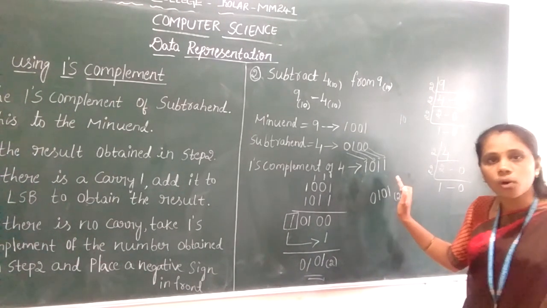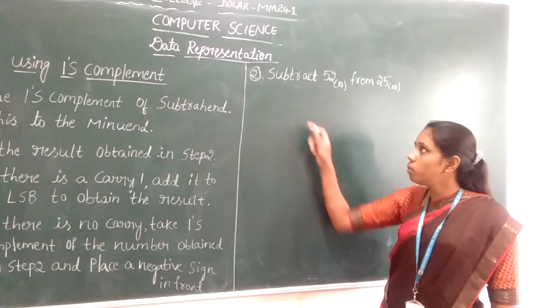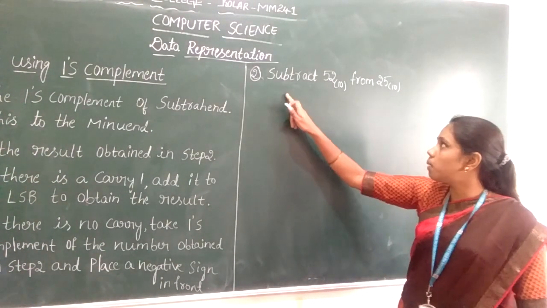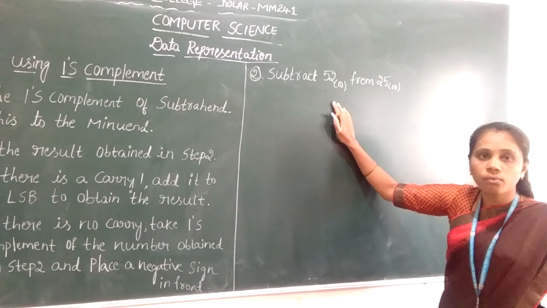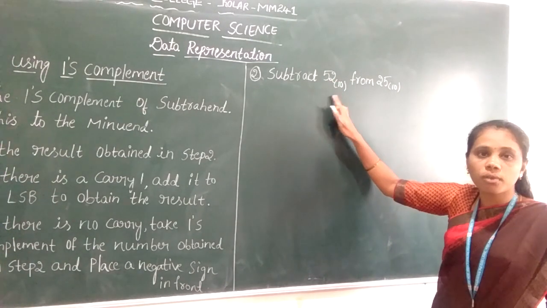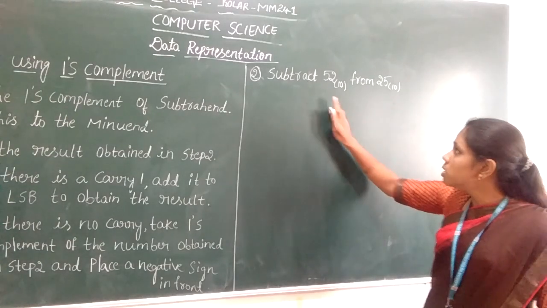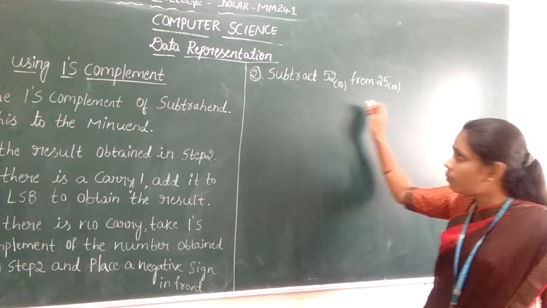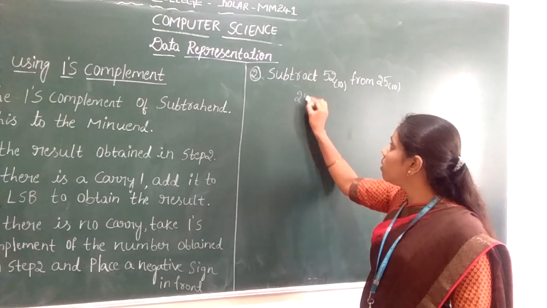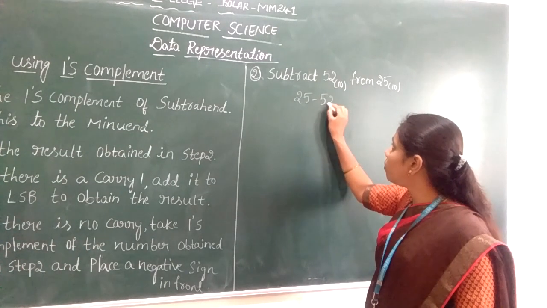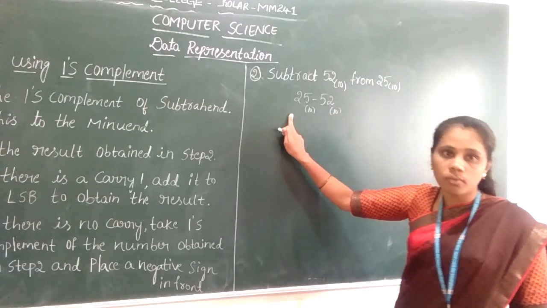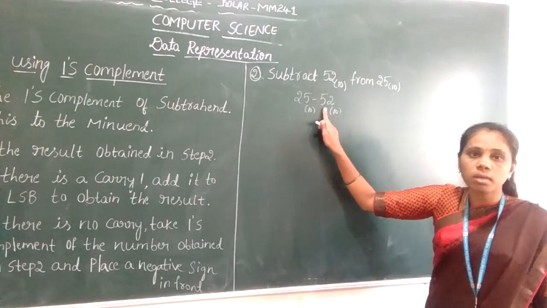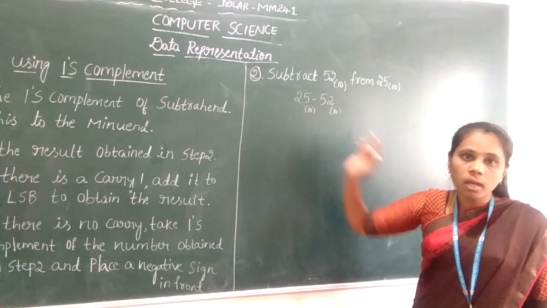We will see another problem. Now take down the next question, that is subtract 52 from 25. So now we are subtracting the larger number from the smaller number. 52 from 25 means 25 minus 52. That is, the larger number is subtracted from the smaller number.